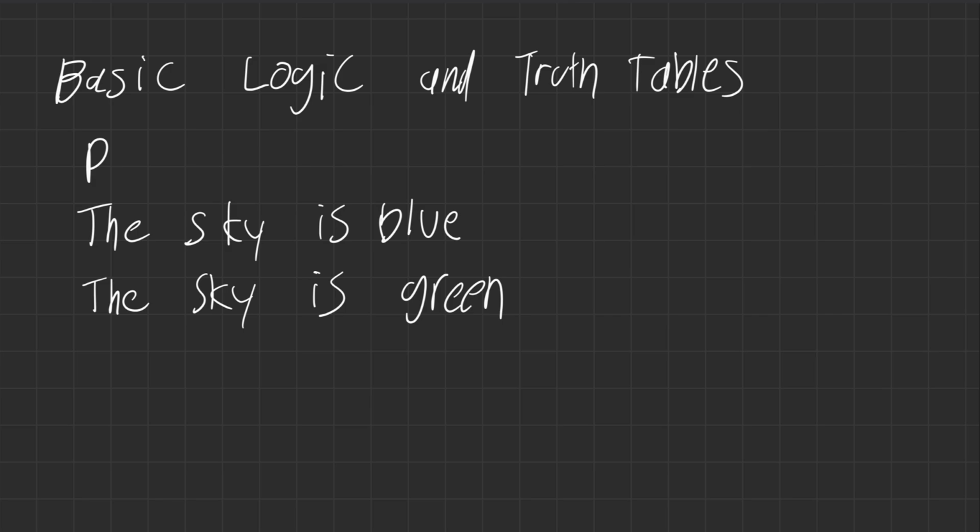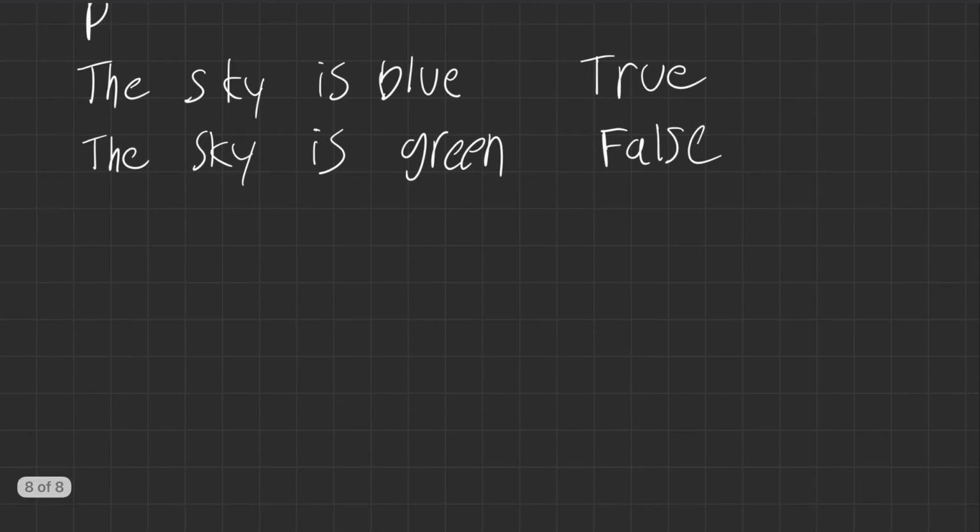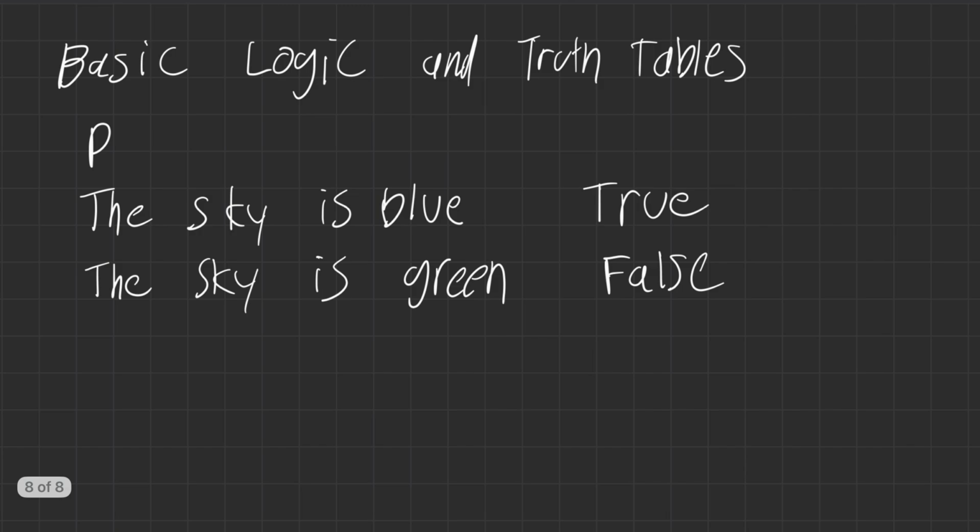So let's say that P is the sky is blue. We would say, hey, that's true. Again, we're not going deep into this, we're just using a very basic example. The sky is blue: true. The sky is green: we'll say, for the sake of argument, that this is false. So now we have the very basic language of logic, whether something is true and whether something is false. Cool. So these are examples of statements more than anything.